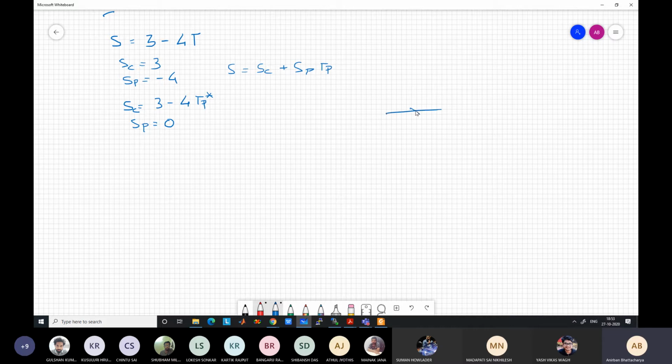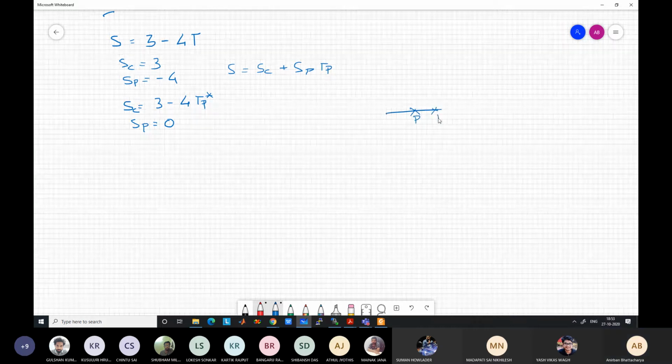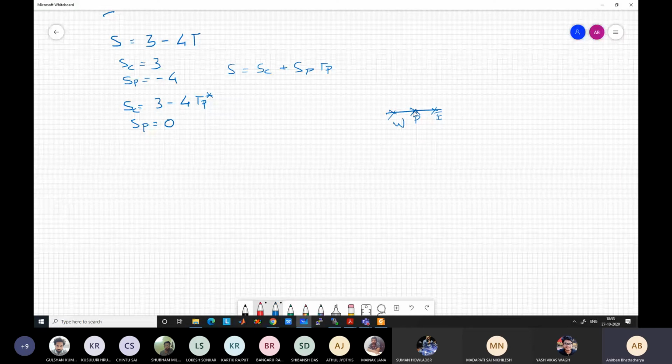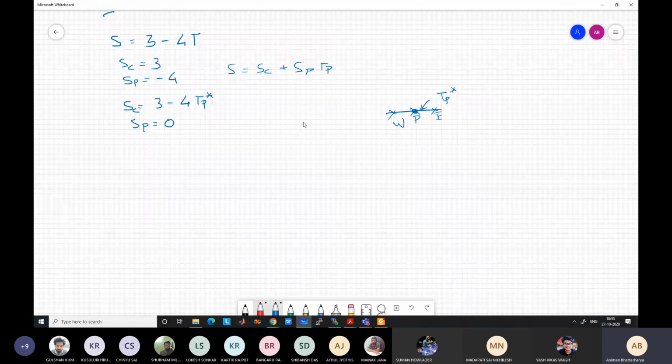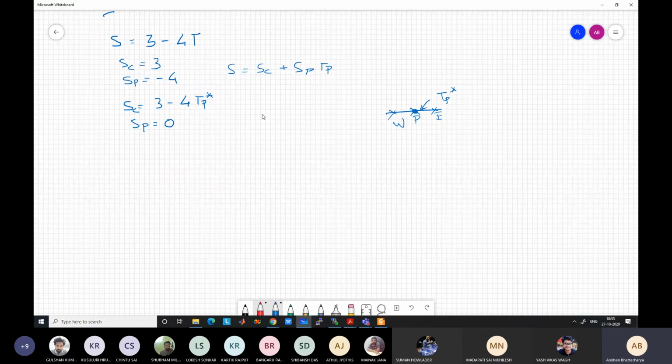So this is grid point P, with east and west neighbors. Here the temperature is already known, although it is not the correct temperature because it is in between the calculation. So that value we are calling TP star, the previous iteration value. And because it is a known value, the entire thing can be put in the constant part, and this SP can be taken equal to 0.